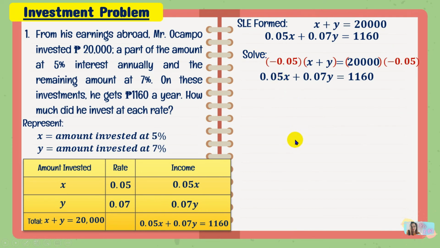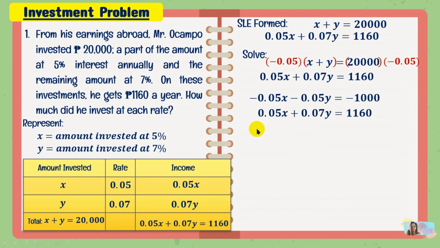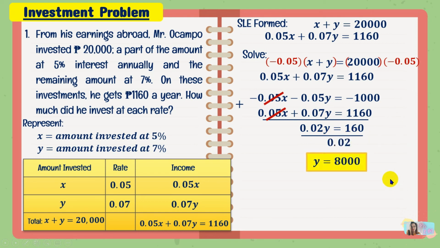So, you can use calculators if you want to kasi medyo baka magkamali-mali pag nag-multiply ng decimal. But, ito naman po yung naituro na sa inyo yung pag-multiply ng decimals noon pa po. So, negative 0.05 times x and times y, meron tayong negative 0.05x minus 0.05y, and then 20,000 times negative 0.05, the answer is negative 1,000. Then, add the second linear equation, may makakancel po tayo, 0 na yan. And then, negative 0.05 plus 0.07y, that's positive 0.02y, equals siya sa 1,160 minus 1,000, that is 160. Then, divide both sides by 0.02, the answer is 8,000 pesos.